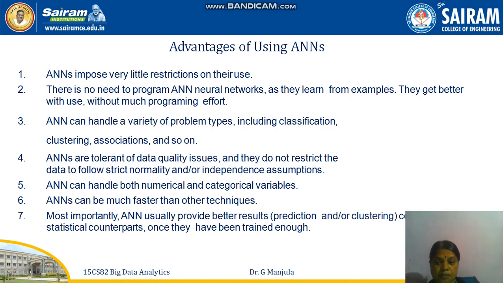The next advantage is it can handle both numerical and categorical variables, and there is no need to impose knowledge, that is, they learn from examples, and a variety of problem types can be included. For example, classifications, clustering, associations. We are going to learn in the coming classes about association mining and text mining, and how the data can be processed. It is manageable. I can handle such types of data by using ANN, and ANN is much faster than the other techniques with respect to compilation. Not only that, predictions and clustering, accuracy, statistical data, stock prediction, business application examples, or approval of a loan application, by learning the training data it can process efficiently. These are some of the advantages of ANN.